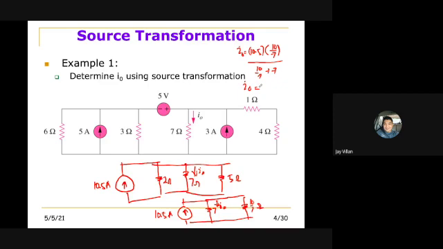What's the magnitude of your IO? 1.77, sir. 1.77? Yes, sir. 1.78, sir. Okay, so 1.78 amperes. Let's check now if we can use the same approach.